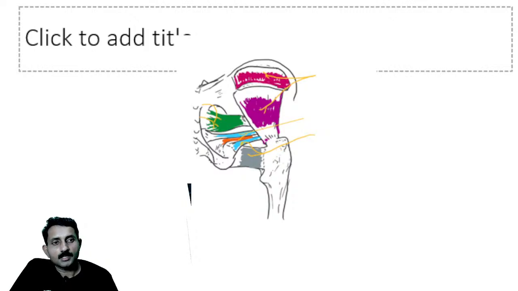So, which nerve is supplying the gluteus maximus? This one, which is coming down to supply. So, the inferior gluteal nerve supplies only one muscle, that is called gluteus maximus.